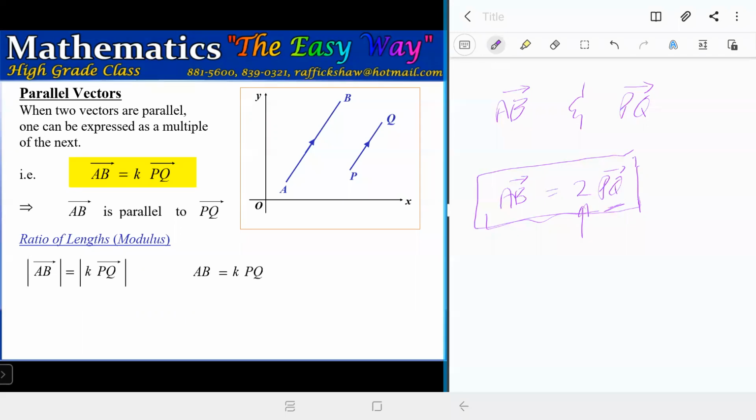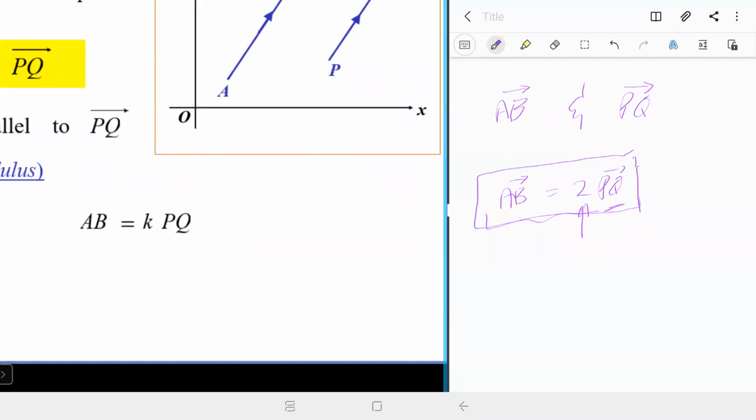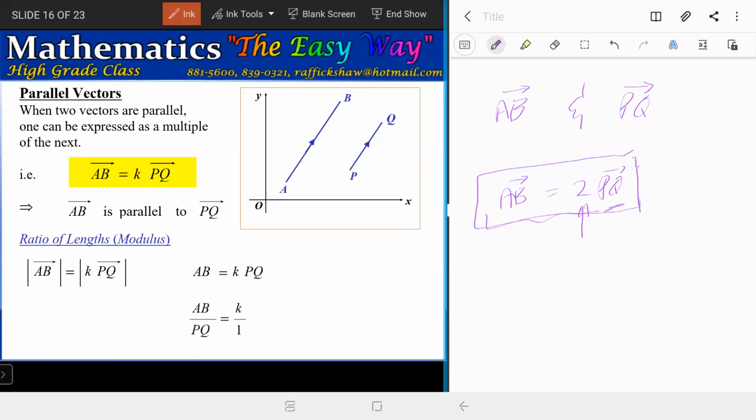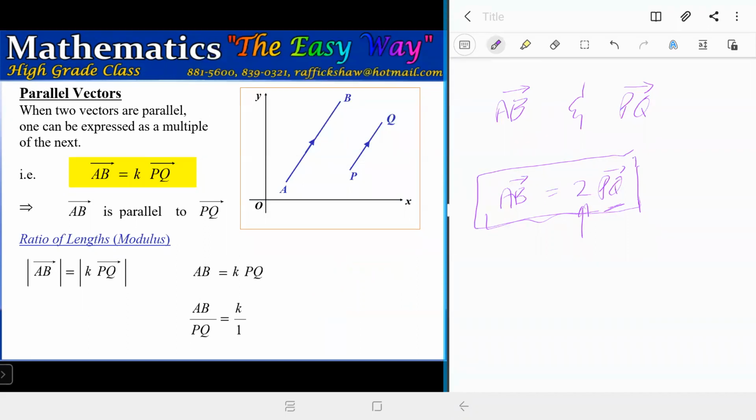And you can divide one length by the next length. So you can divide, for example, the AB divided by the PQ. And AB divided by PQ will be equal to K. But because you want to show it as a ratio, you put it as K over 1. And when you have that ratio, you can write it like this: AB to PQ is K to 1.